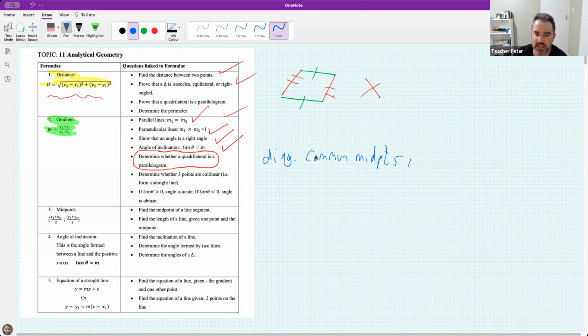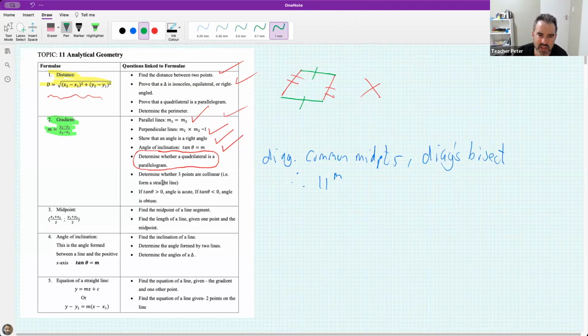If you show that the diagonals of a quadrilateral have common midpoints, you then know that the diagonals cut each other in half, or the diagonals bisect, and therefore it's a parallelogram, which I will show you again today, but we showed that at the end of the last lesson as well.